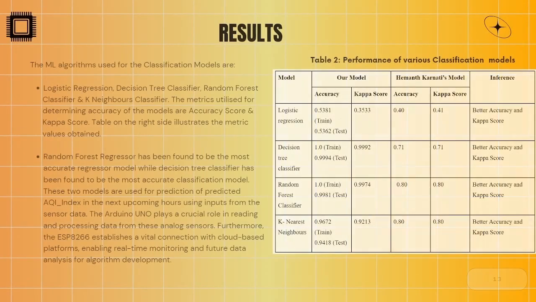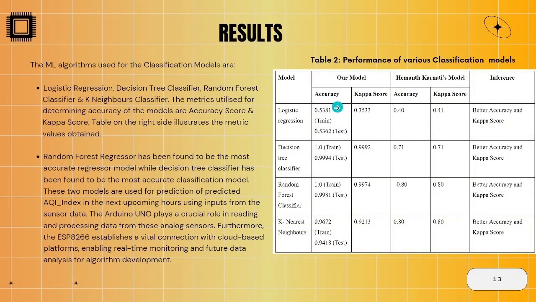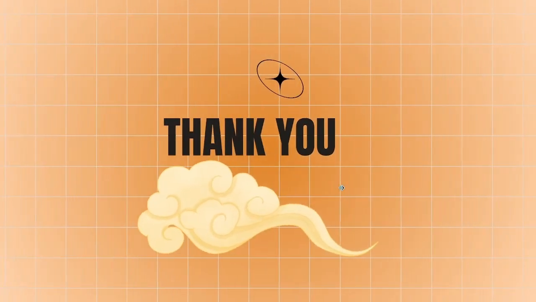We move forward. This is the classification part. Same accuracy and F1 scores are taken, and you can see our model is much better in performance compared to Hemant Karnatis' score. Random forest regression is the best regression model according to our results, and the decision tree classifier has been found to be the most accurate classification model. If we move forward, so yeah, with this we have come to the end.